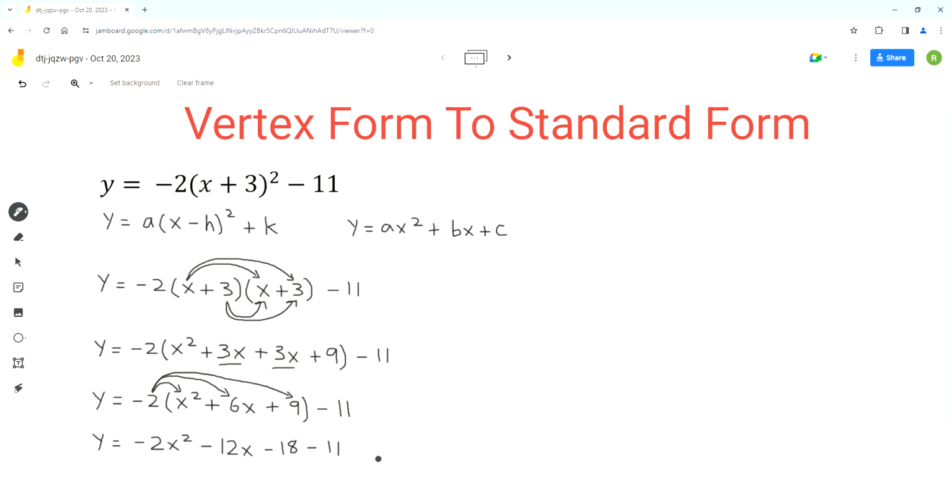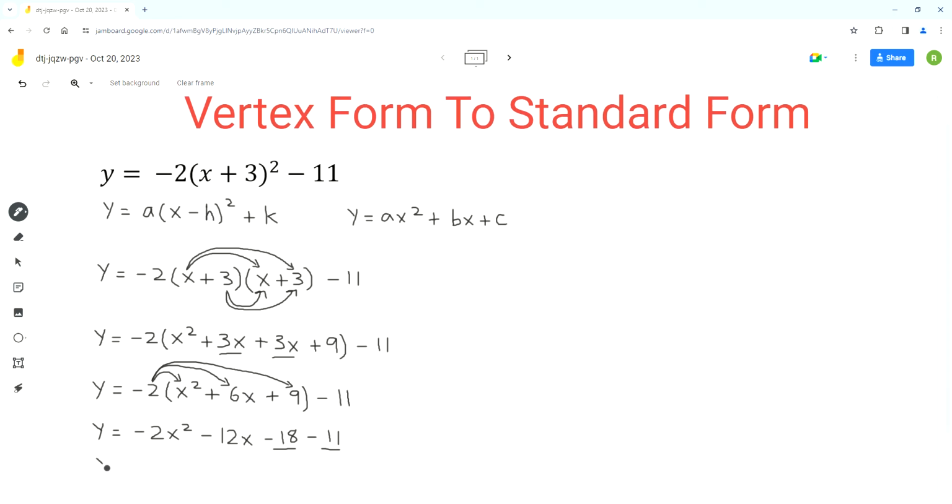Now we have to see if there are any other like terms in this expression. So -18 and -11 are like terms. So we can combine them. So we get y equals -2x^2. So that stays the same. And -12x also stays the same. And now we just have to do -18 minus 11, which is equal to -29. So this is the equation in standard form. So this should be the final answer for this problem.